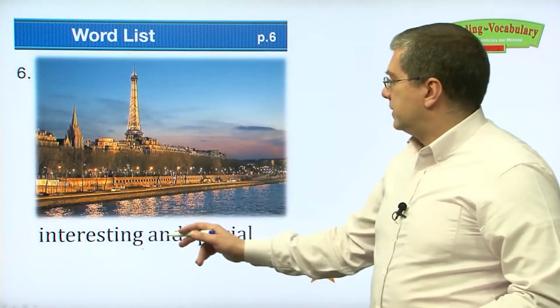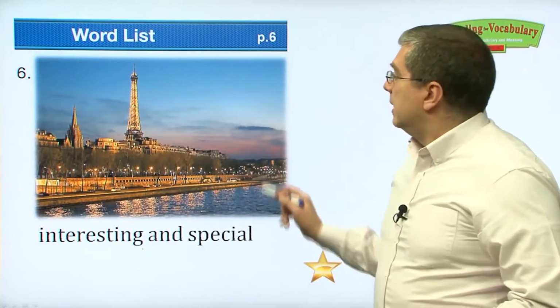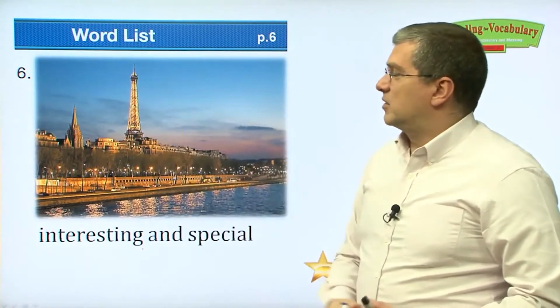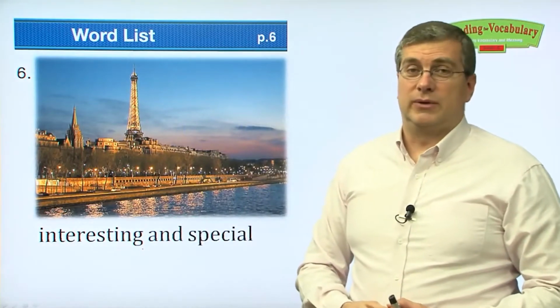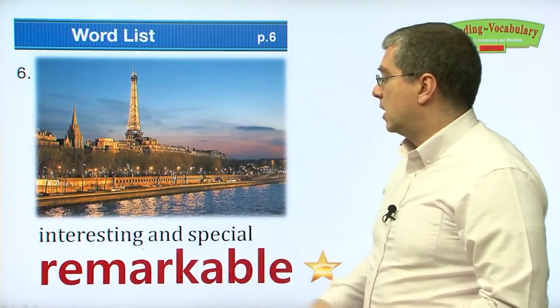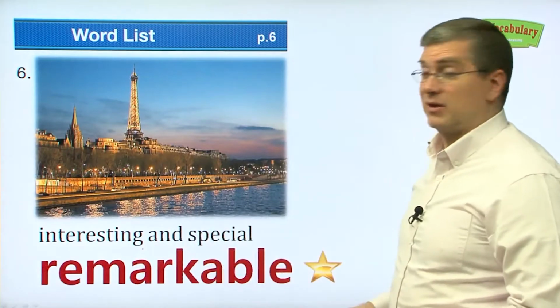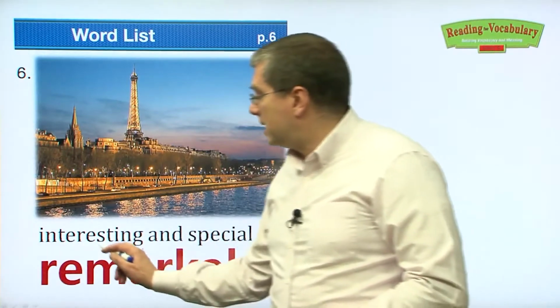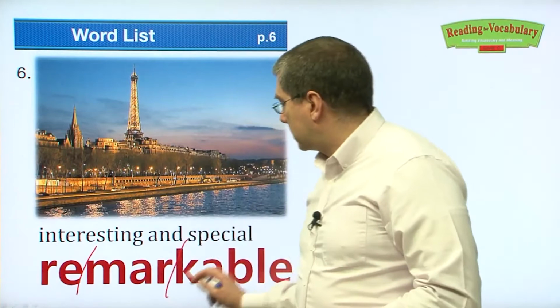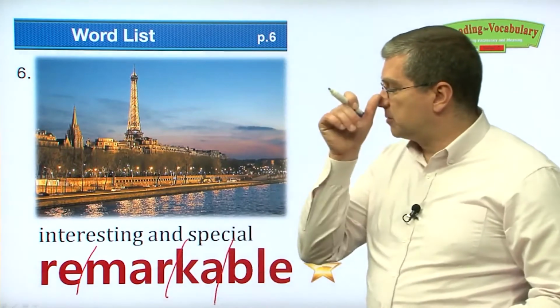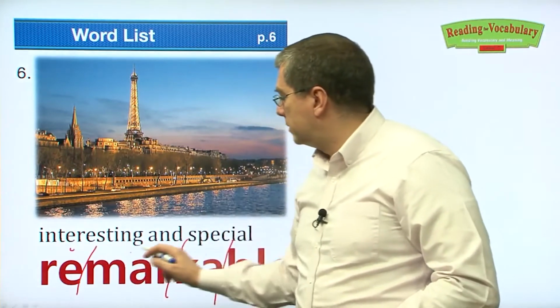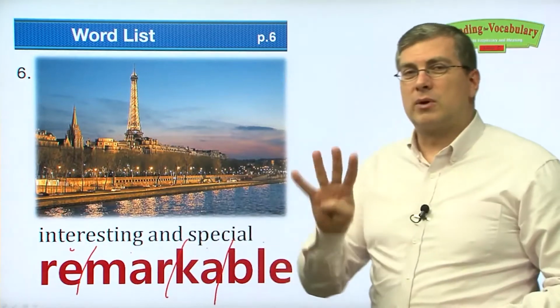6, interesting and special. Very interesting, very special city, very beautiful city, right? What do we say? It's remarkable. Now this is a long word, right? Remarkable. If you're going to split it up into sounds, you got 1, 2, 3, 4. So 4 syllables.